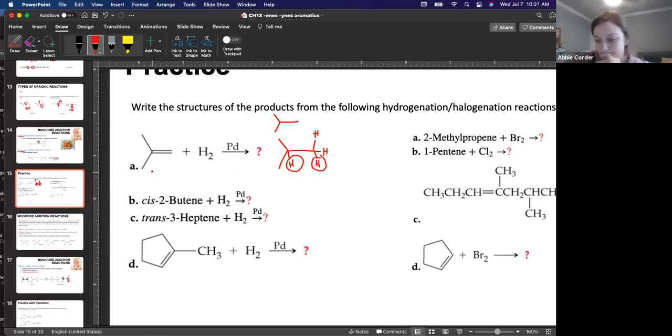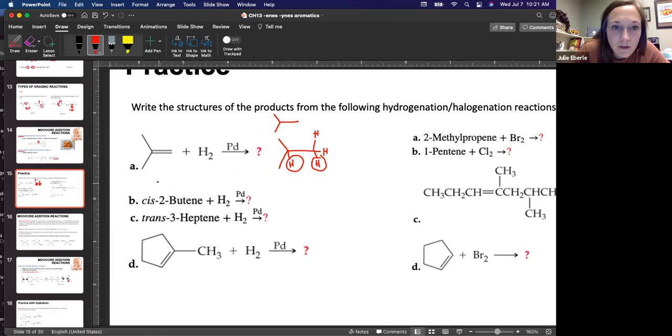Okay, cis-2-butene. Butene, the parent word here, means we have a 4-carbon compound. And cis gives us some information: I'm going to have the methyl groups both pointing up or both pointing down. And the 2 tells me where the double bond is. So I'm going to draw my double bond. If it's cis, I'm going to have a methyl group pointing up, or they're both pointing down, and I'm going to have my hydrogens pointing down.